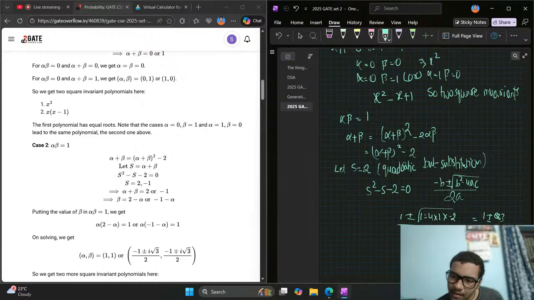What? B squared is 1 minus 4. Dude, you idiot. 4, here is 1. 4, this is 8. 1 plus 8, 9. Oh yeah, that is correct only. s is equal to 4 or minus 1.